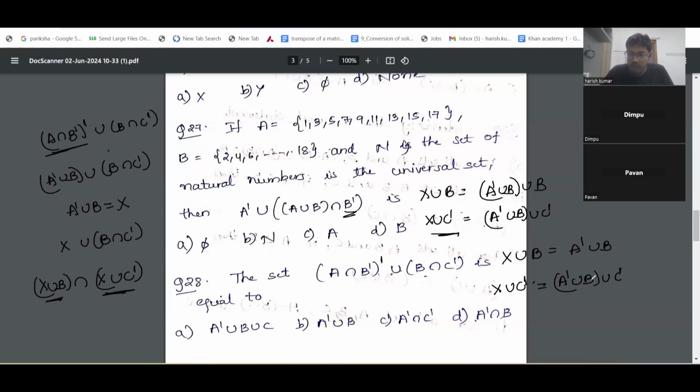Now we have to take the intersection of these two, X union B and X union C complement. That is, I have to take the intersection of A complement union B and A complement union B union C complement. Now let's try to make an observation.